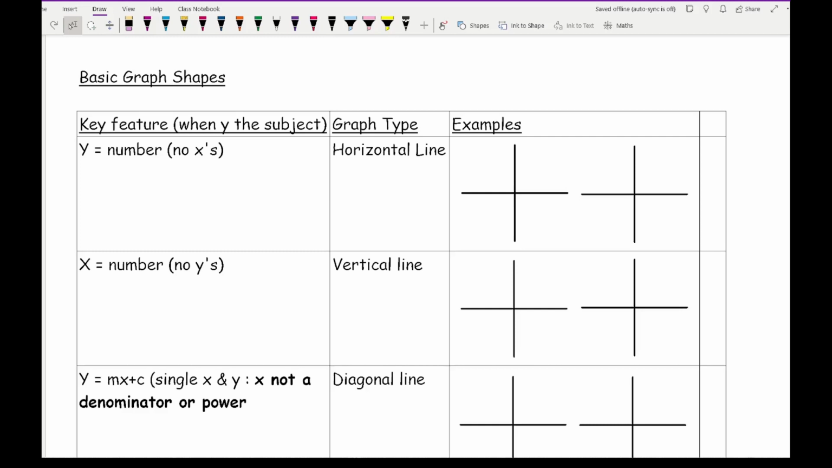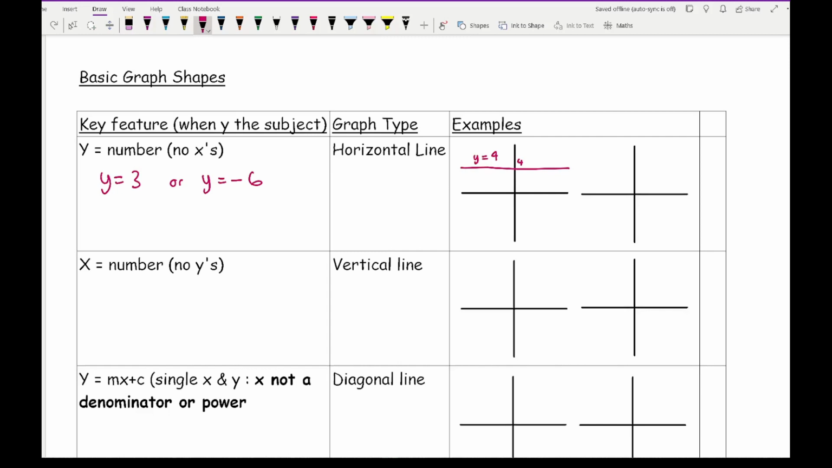So looking at equations, if you've got y equals a number, so what I mean by this is if your equation is just y equals 3 or y equals minus 6, so you've just got y equals a number, no x's at all, then it's going to be a horizontal line. And it will always be a horizontal line through whatever number y equals.